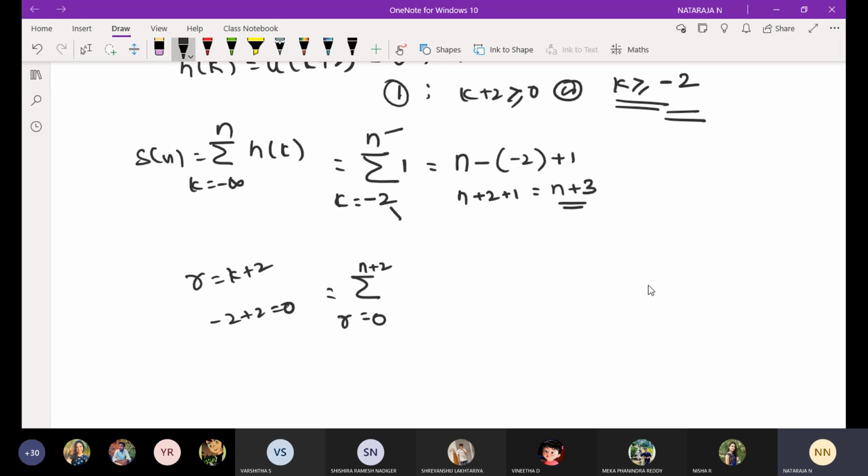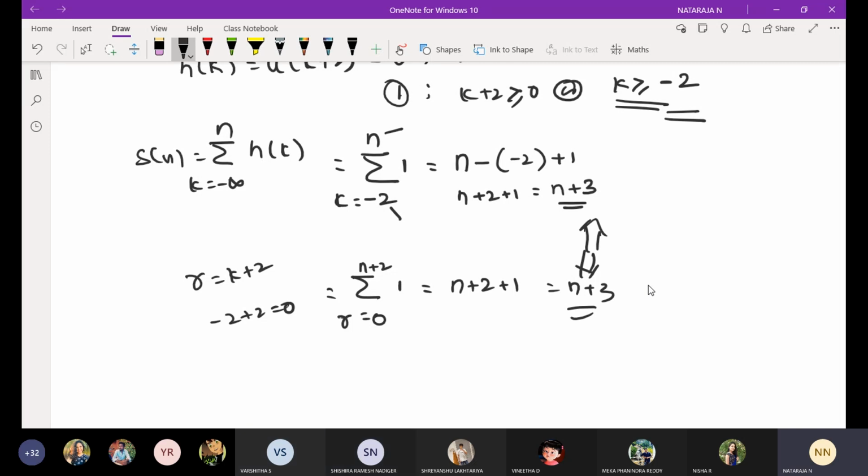If I add 2 here also, how am I going to make the lower limit 0? By adding 2, I make the lower limit 0. So the same procedure, I add to the upper limit also. With respect to amplitude, that is equal to upper limit plus 1. You will get n plus 3. Both are same. Got everyone?